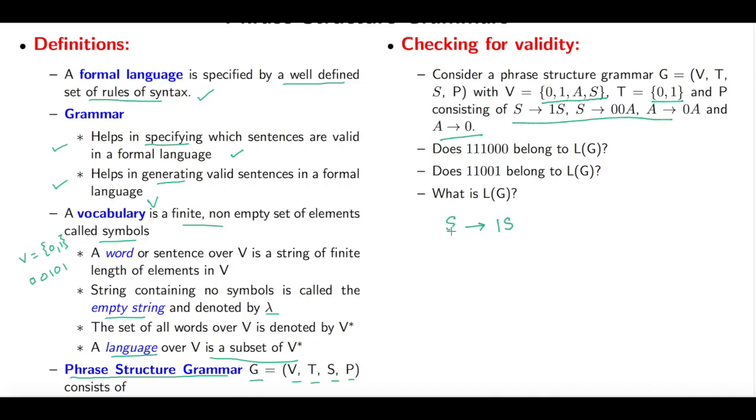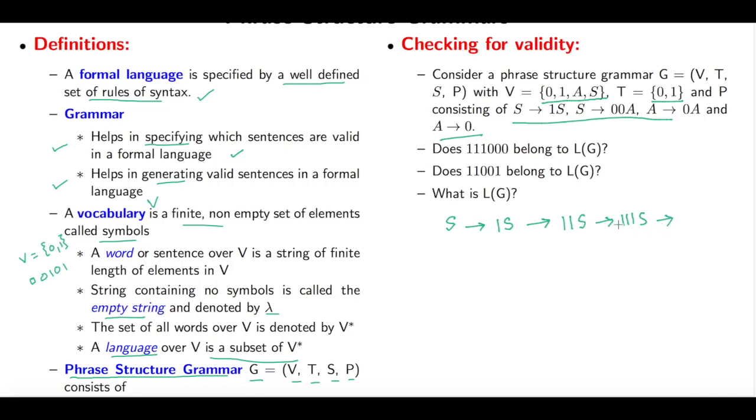S is a non-terminal element. Okay, so it's on the left side. So the rules of grammar are actually maintained. Okay. So 1S. So can we replace this second S by 1S? So we can say 1S. Then we can say 1S. Okay, so replacing this S by this 1S.